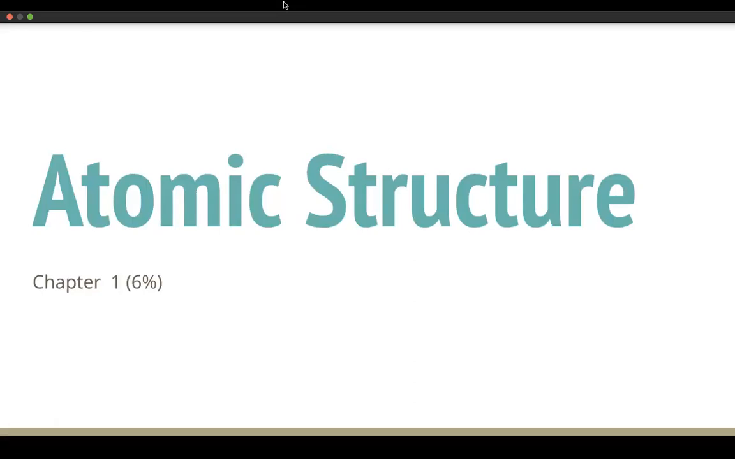Okay, so chapter 1 is atomic structure. It's actually not high yield at all. It's only about 6%, but the topics in this chapter are pretty important as foundations for the rest of general chemistry. So it is important to understand this.